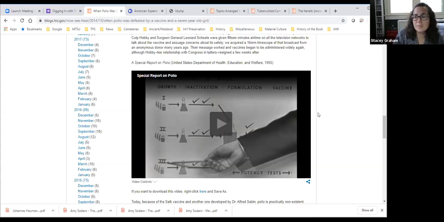But here it is. Probably not something that your students would want to sit all the way through, but it's interesting to see how they decided to explain it to the public, because of course, explaining public health issues to the public is always a challenge. And that, of course, is something that we are all living through right now.